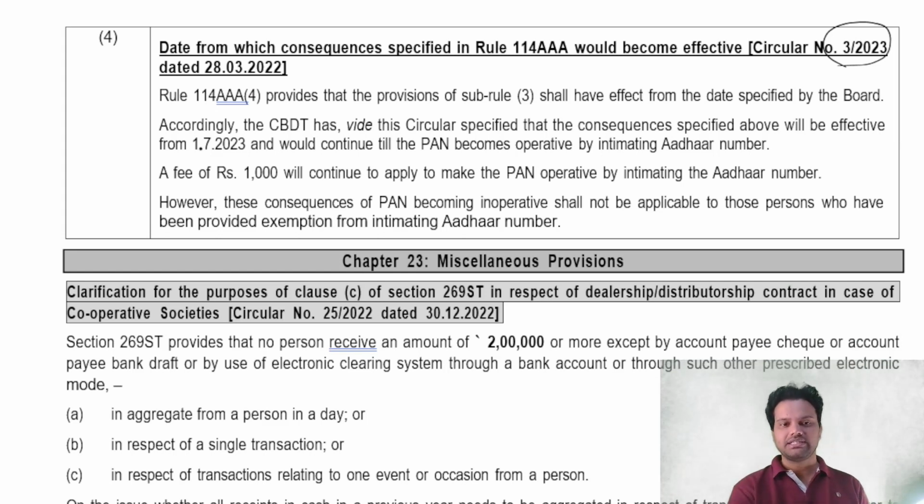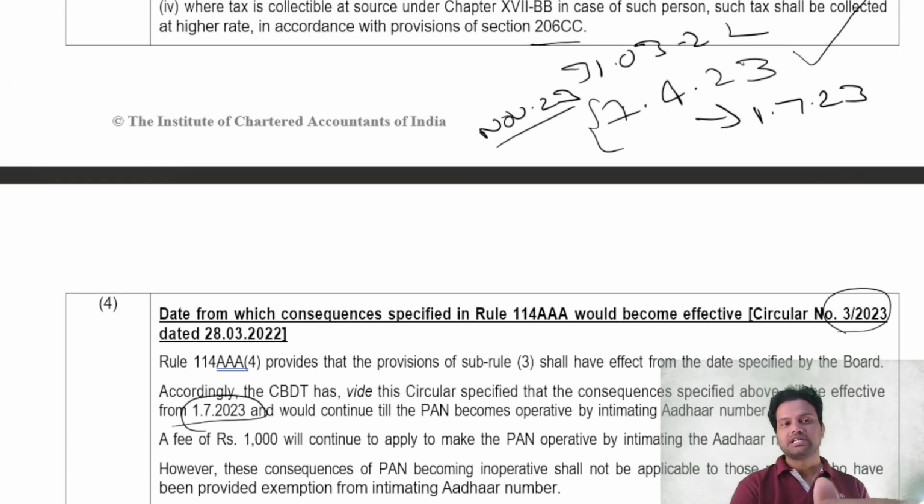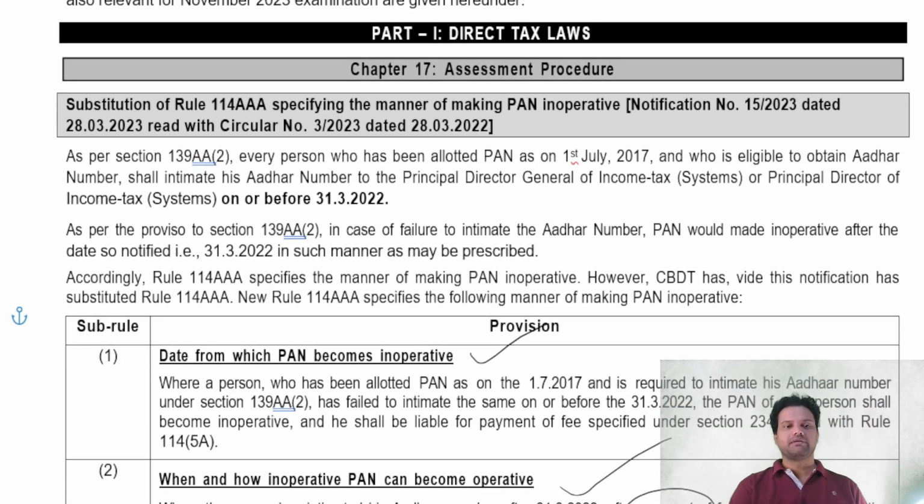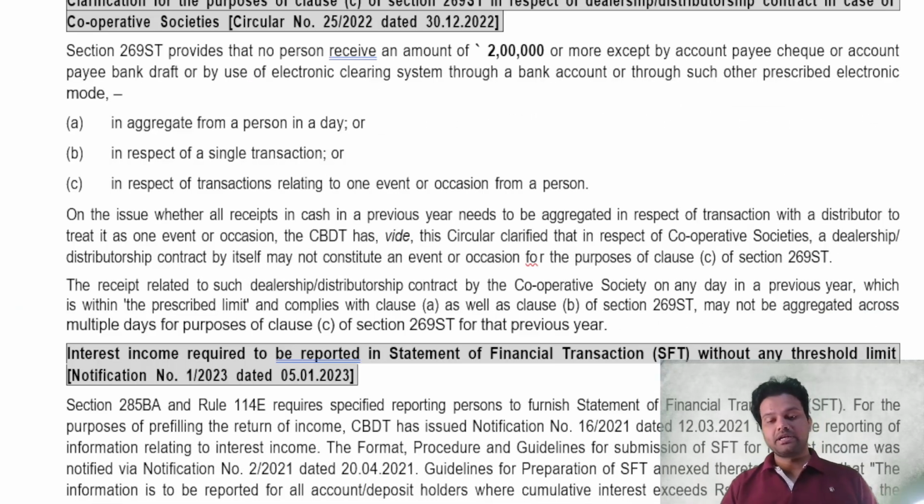1st July 2023 is the new timeline for the further consequences as provided in sub-rule 3 of rule 114AAA. Okay, and the additional fee of 1000 will continue to apply if there is late linking. Then in some cases the central government, by notification, said that these particular people need not have an Aadhaar number. So for them this rule is not applicable. This rule is exempted. This is all about amendment number 1. Now we'll move on to amendment number 2.